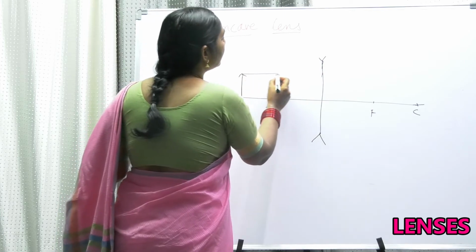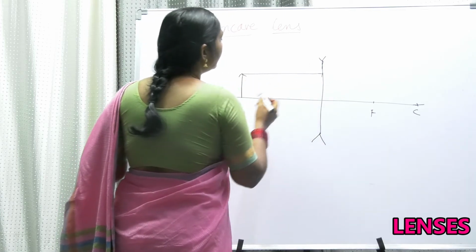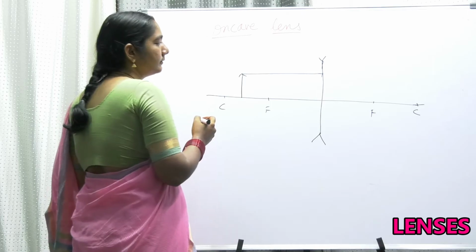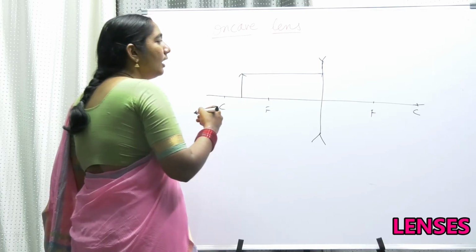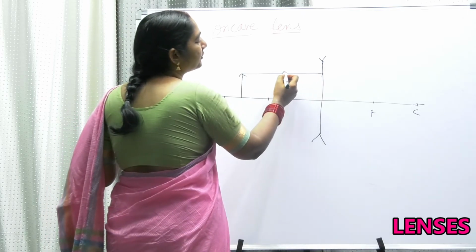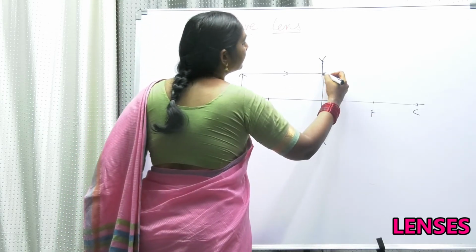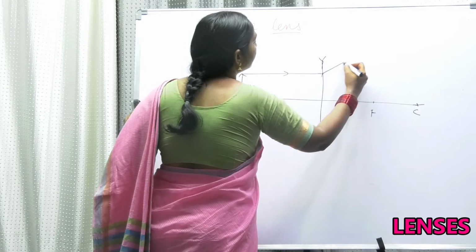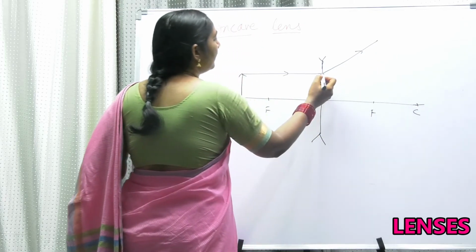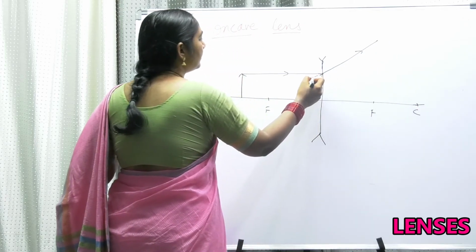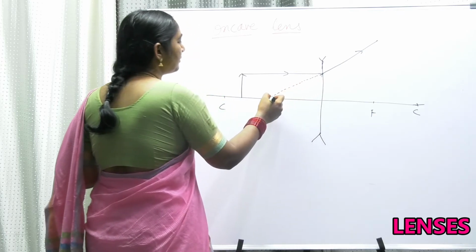Now one ray is coming like this. The ray which is coming like this, after refraction, just takes a bend and goes like that. It appears as if it is coming from here.